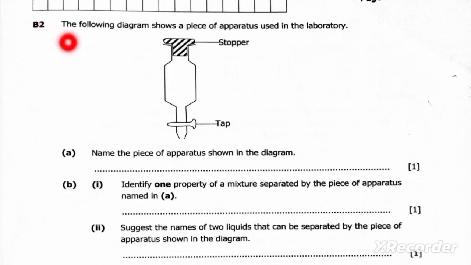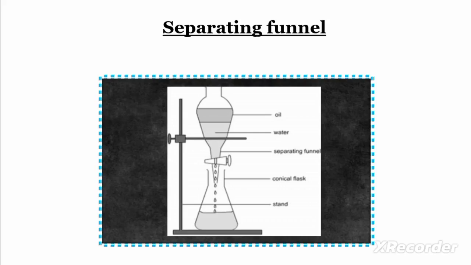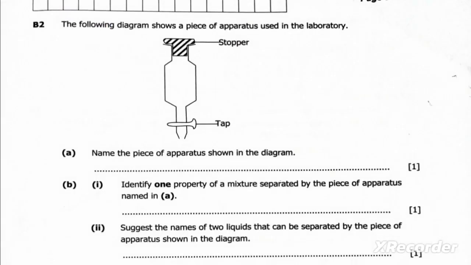We move to question B2. Question B2 reads, the following diagram shows a piece of apparatus used in the laboratory. Question A, name the piece of apparatus shown in the diagram. The piece of apparatus shown here is a separating funnel. So we are going to say separating funnel. We are done with question A. Let us move to question B, Roman numeral 1. Identify one property of the mixture separated by the piece of apparatus named in A.